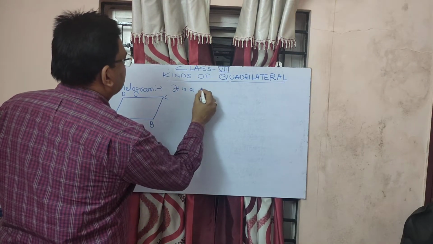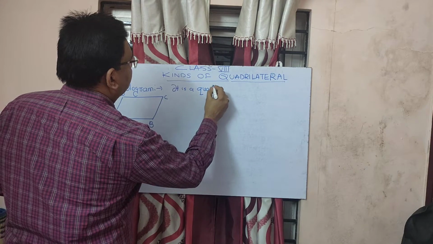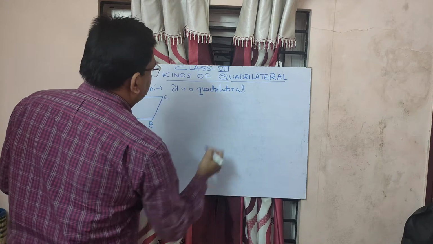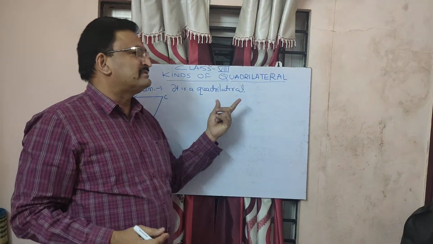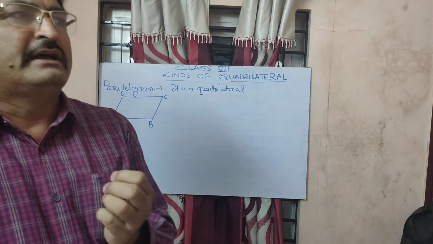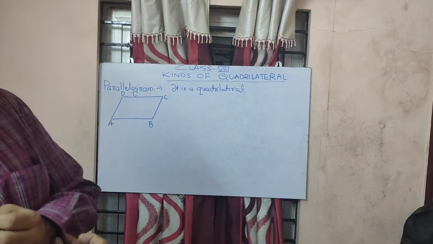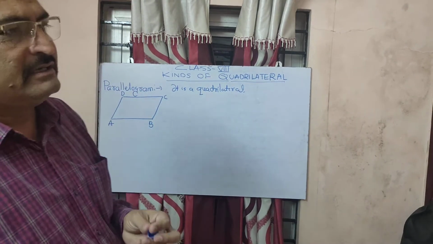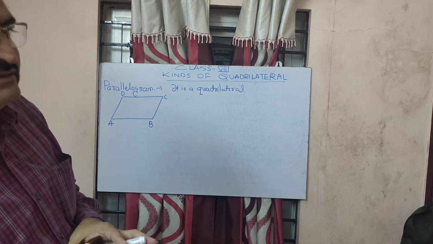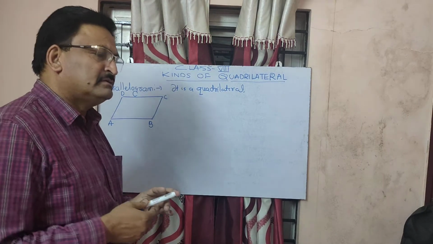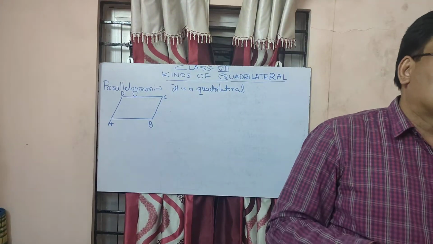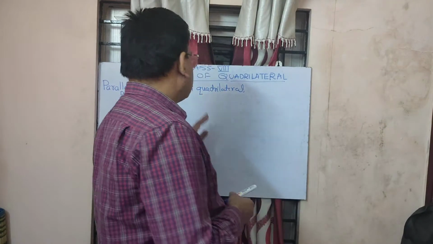it is a quadrilateral. This word refers to six properties. As I already told you, what do we mean by quadrilateral? A quadrilateral is a closed figure having four sides, four angles, two diagonals. The sum of the four angles is 360 degrees. So all these are the properties of a quadrilateral.